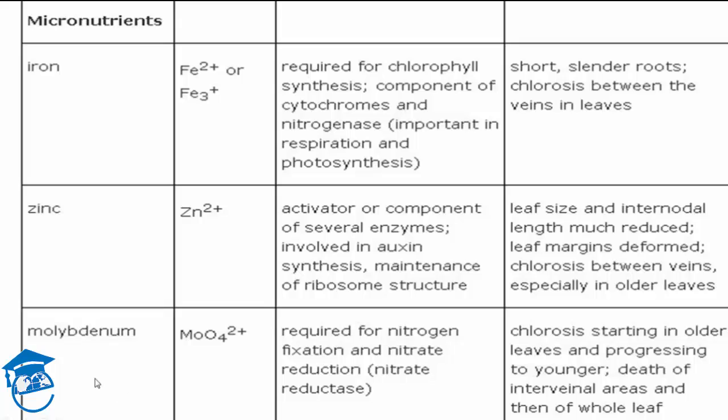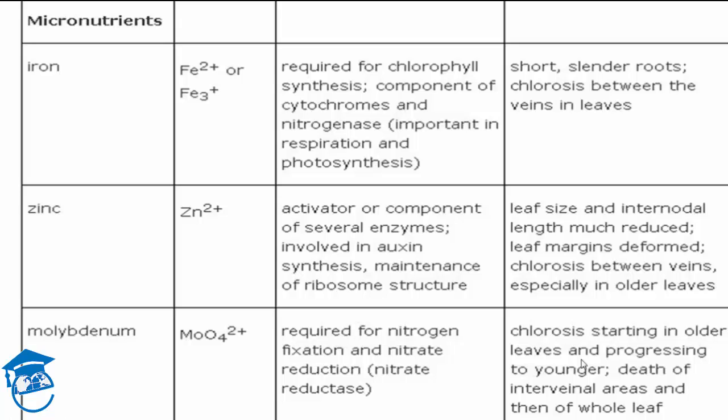Now come to the molybdenum. Molybdenum is absorbed in the form of MoO4 2-. Okay, what's the significance of molybdenum? It is required for nitrogen fixation and nitrate reduction. Okay, what are the deficiency symptoms? It causes chlorosis, which starts in the older leaves, and thus it progresses to the younger leaves.